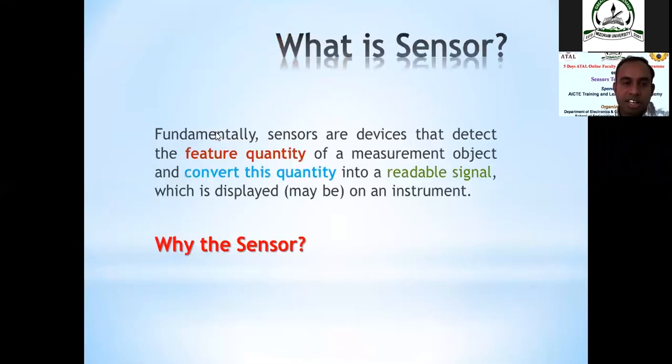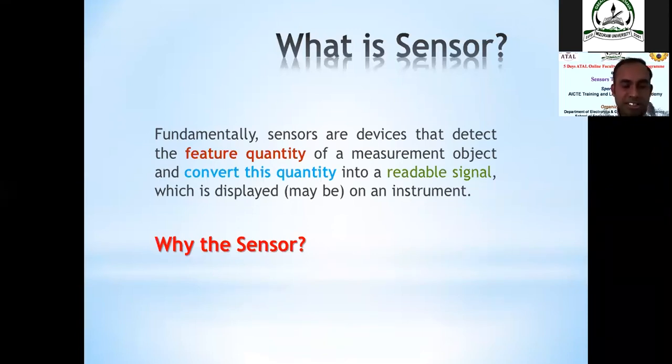The first thing is, what is a sensor? Fundamentally, sensors are devices that detect some feature quantity of a measurement object. That quantity may be anything, maybe its behavior, or its distance, or its weight, or many other properties. Then whatever it is measuring, that quantity should be converted to a readable signal. That readable signal may be displayed or sent to some other device for further processing. So that is mainly the sensor.